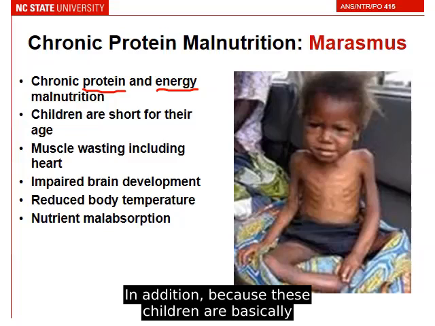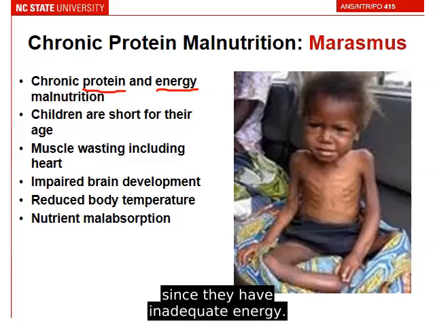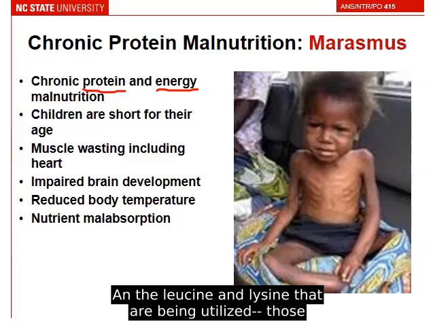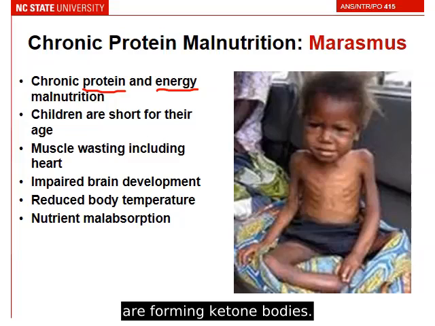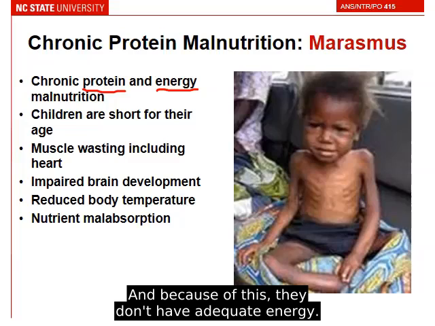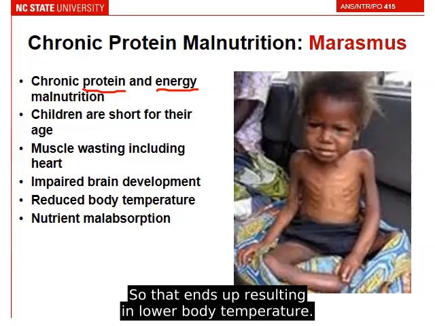In addition, because these children are basically in a starvation state, they have impaired brain development since they have inadequate energy. They are using all this protein to make glucose, and the leucine and lysine that are being utilized are forming ketone bodies. So their brain development is impaired. And because of this, they don't have adequate energy. They don't have the heat increment, so that ends up resulting in lower body temperature.